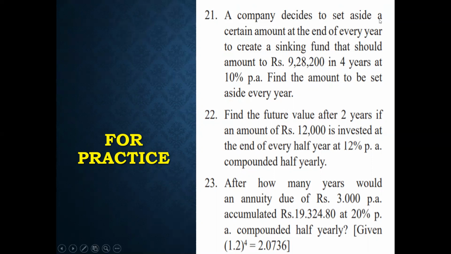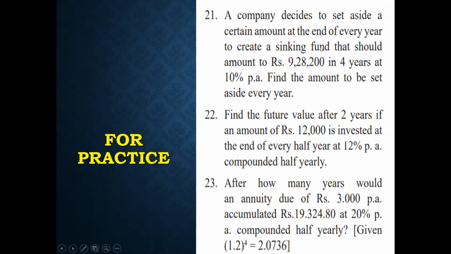A company decides to set aside a certain amount at the end of every year to create a sinking fund. So this I've already explained to you all. What is a sinking fund? It is money kept aside in order to prevent you from emergencies or contingencies. So it is kept as a reserve. That should amount to 9,28,200 in 4 years at 10% per annum. Find the amount to be set aside every year.